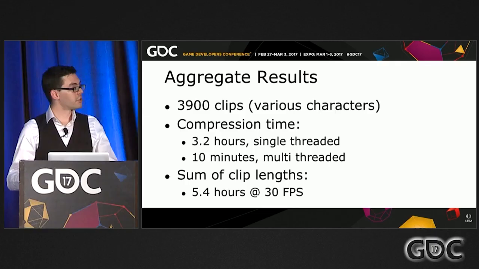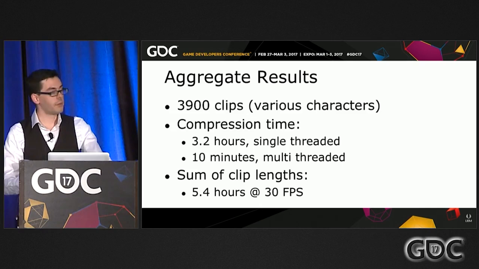So I aggregated about 3,900 clips for various characters, including the main character. The total compression time was 3.2 hours on a single thread, or 10 minutes multi-threaded on my desktop. The total sum of the clip length is about 5.4 hours at 30 FPS. So it's definitely very significant and representative of our game as a whole.